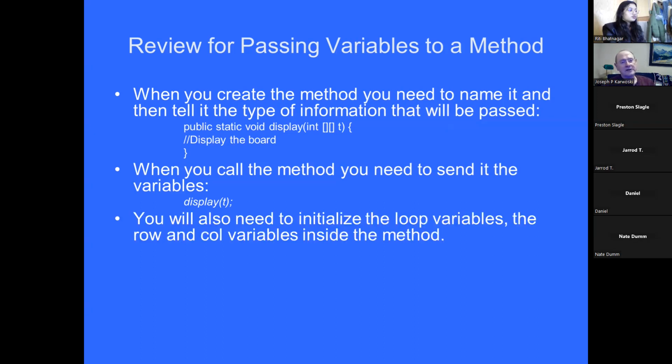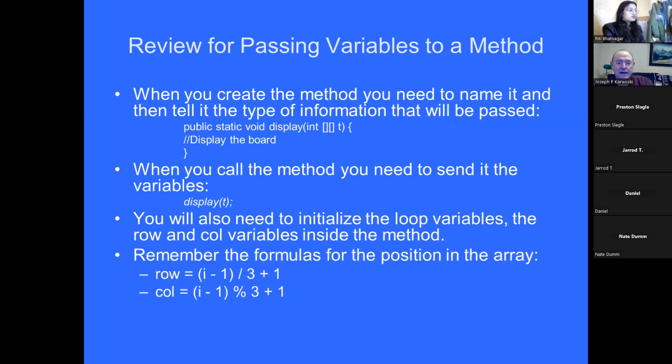Please don't forget to initialize variables inside your method. Remember, variables are destroyed when you return from the method. So don't forget to do that. So if you're using row and column, which you're going to, make sure you initialize those there. They will be different than the ones in your program, even if they're called the same. And don't forget the formulas. I would have to be the number that you are looking for.